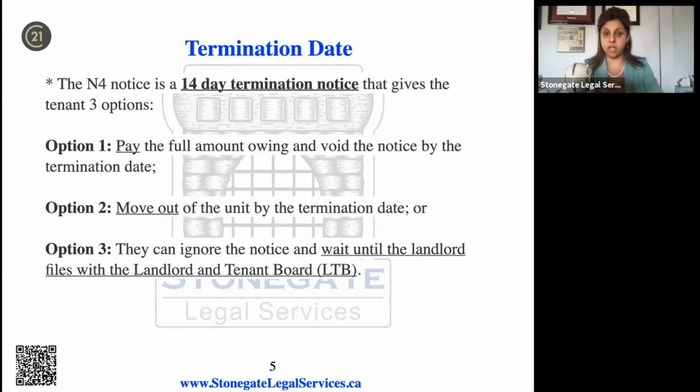Let's talk about the termination date. The N4 notice is a 14-day termination notice. It gives the tenant basically three options. Option number one, pay in full all the arrears owing in order to preserve your tenancy and continue living in the property. Number two, move out of the unit by the termination date. Or number three, the tenant can ignore the notice, and then the landlord has to proceed to file with the Landlord and Tenant Board.